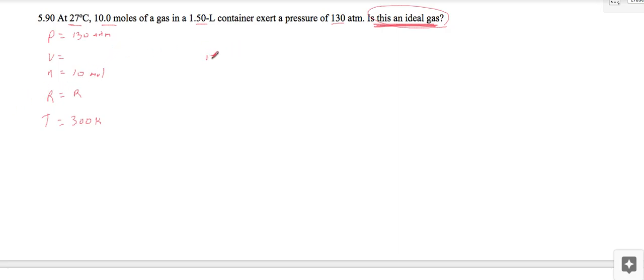So go ahead and 130 times our volume, 10 moles, R is our R constant, 300 Kelvin. Our volume turns out to be 1.9 liters. So this is not an ideal gas because 1.5 does not equal 1.9. So there must be some forces of attraction going on here, or repulsion, or something like that.